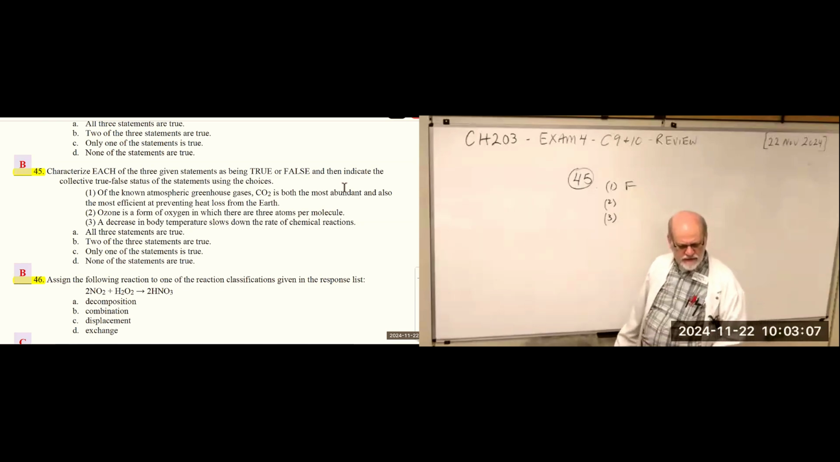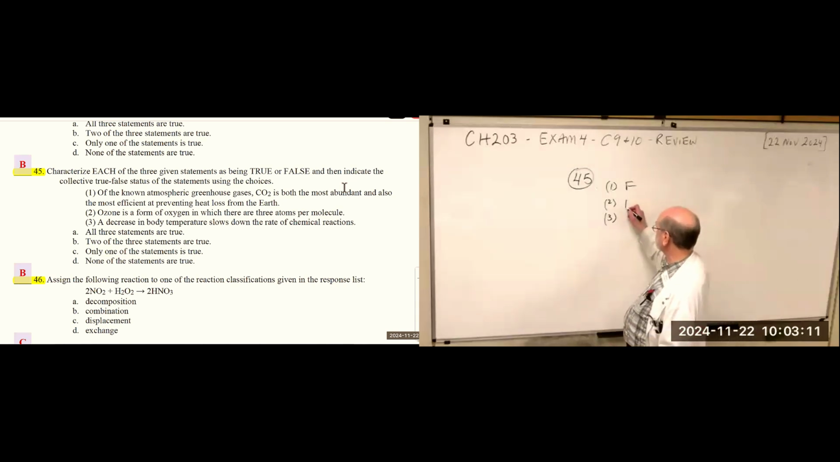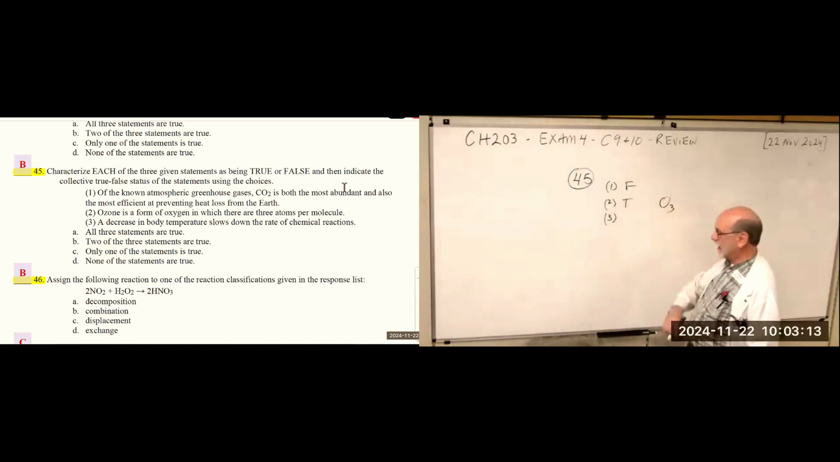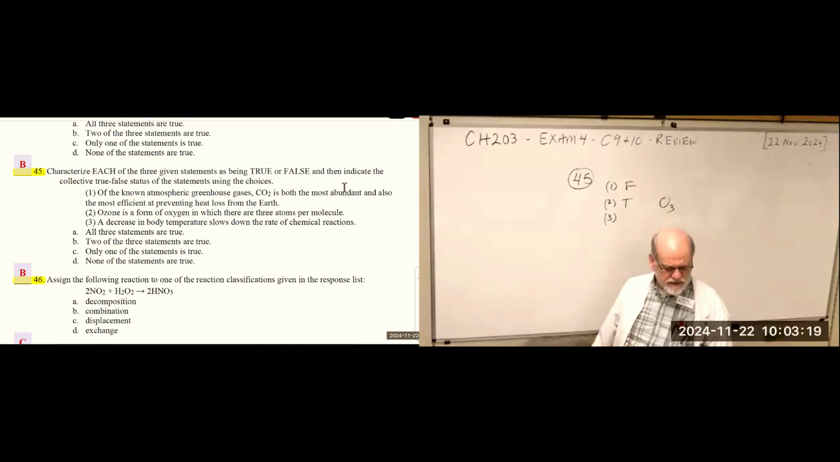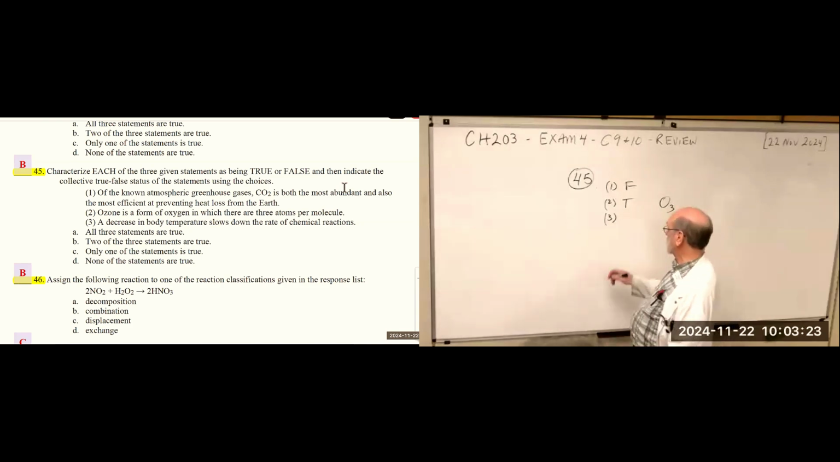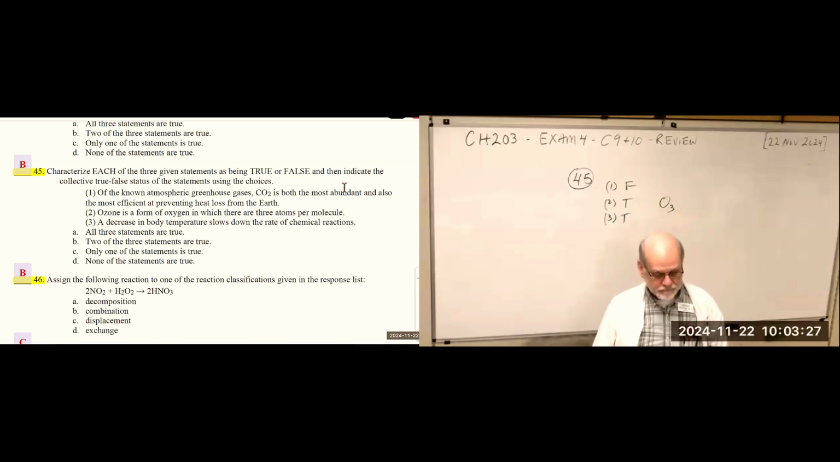How about 2? Ozone is a form of oxygen in which there are 3 atoms per molecule. Yep, that's ozone. So that's 3. A decrease in body temperature slows down the rate of chemical reactions. Yes, it does. Right. So 2 of the above are correct.